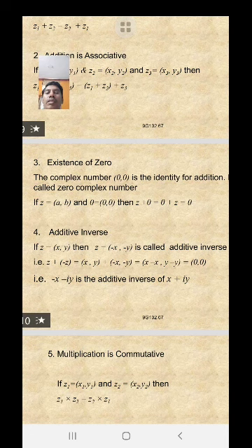Additive inverse. See here in the third point, z + 0 = 0 + z = z, not 0. It is wrongly printed here. So observe, that is a printing mistake.